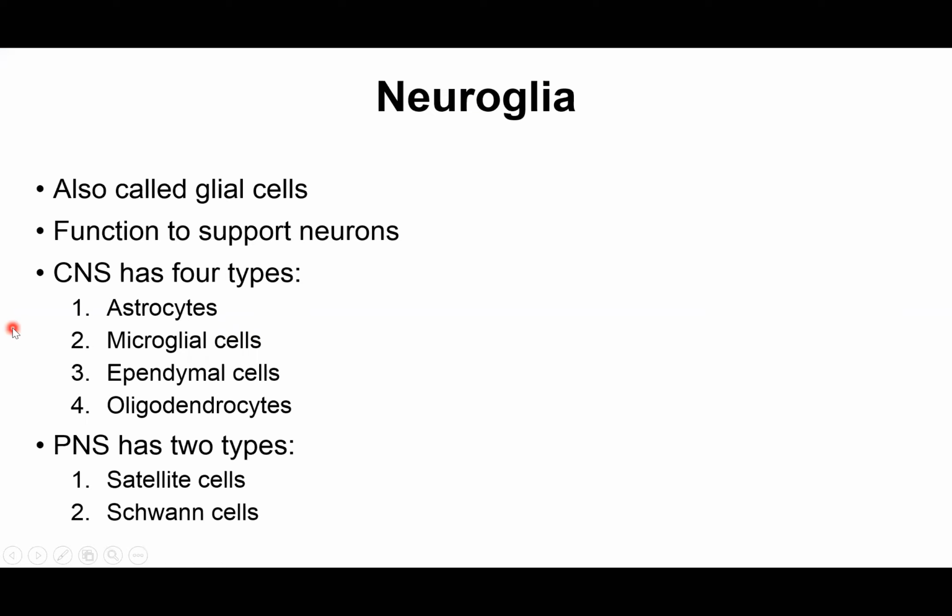All right, so now we've already finished our conversation on neurons, and now we're going to talk about neuroglia, also called glial cells, and these particular cells function to support the neurons. The central nervous system has 4 types of neuroglia cells, including astrocytes, microglial cells, ependymal cells, and oligodendrocytes. And then the peripheral nervous system has 2 types of neuroglial cells, including satellite cells and Schwann cells. So let's talk about each of these individually.